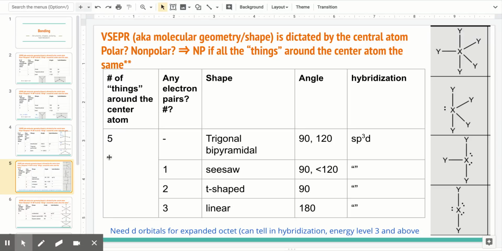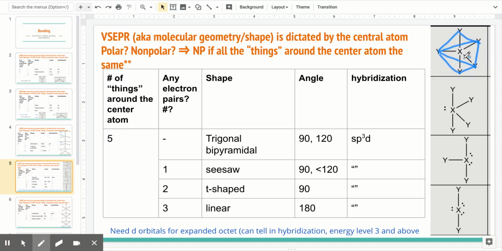Okay, next up is if we have 5 things around the center atom. So here are our shape configurations. With 5 things around, and none of them are electron pairs, we'd have this top looking thing. And this is called trigonal bipyramidal. If you could bear with me and imagine, these ones make a triangle base. And then it's bipyramidal, meaning there's 2 pyramids. So up to this one on top, that's 1 pyramid. And to that one on the bottom, that is your second pyramid.